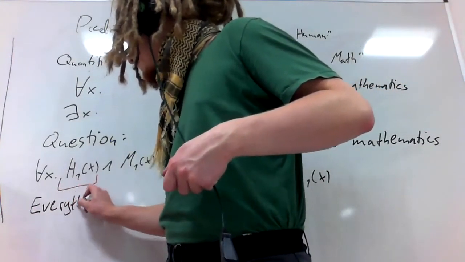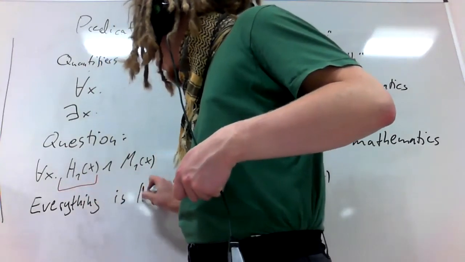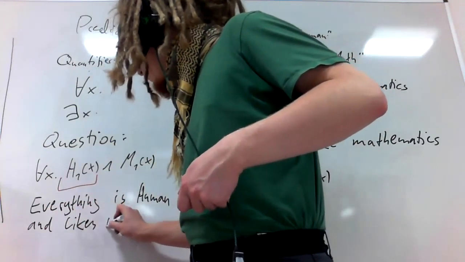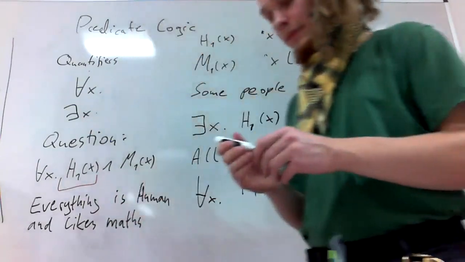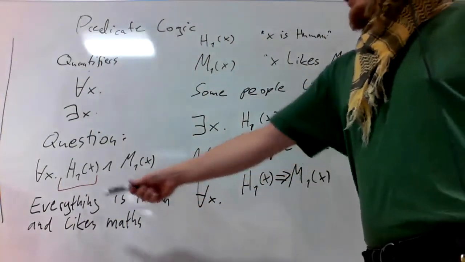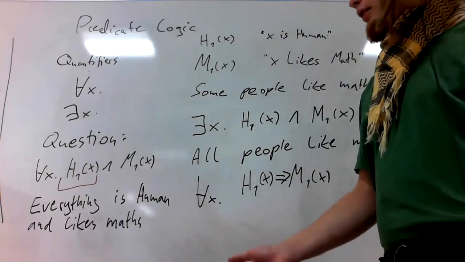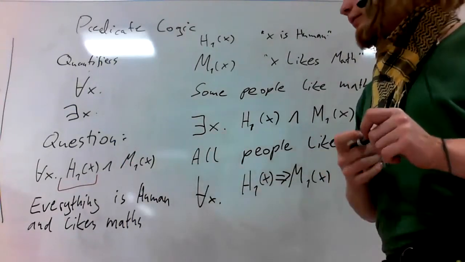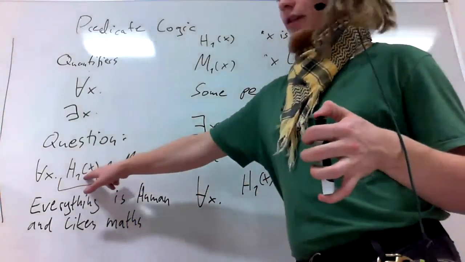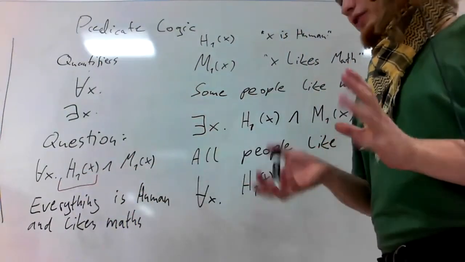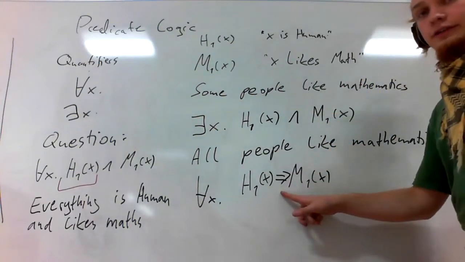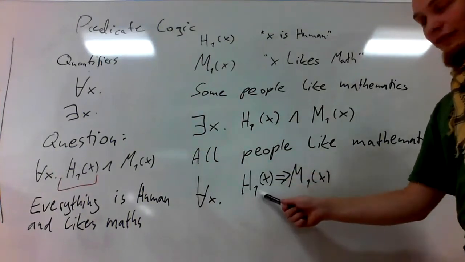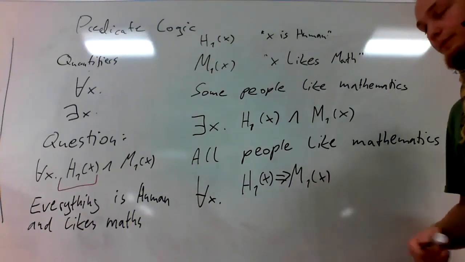everything is human and likes maths. Okay. So if you have something in a universal thing, then putting a conjunction here is a little difficult, because we then literally state that everything is whatever, right? Which is not always useful. So usually this notation is used to say, okay, for all things it holds that if it is something, then something holds.